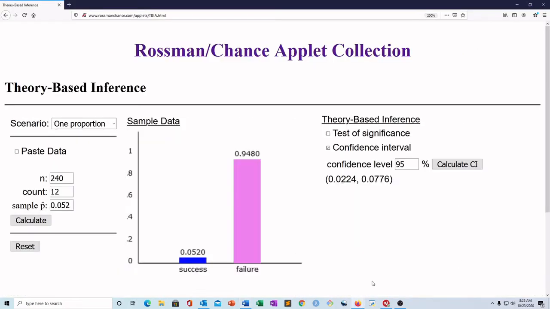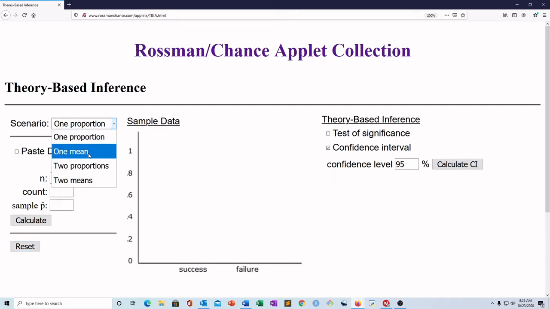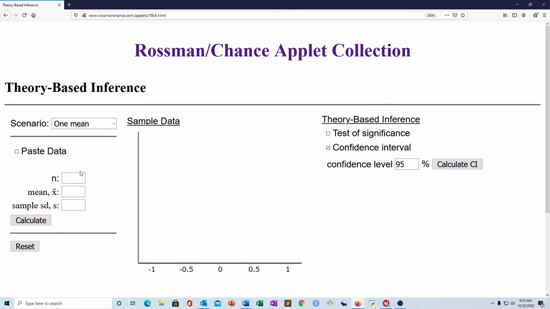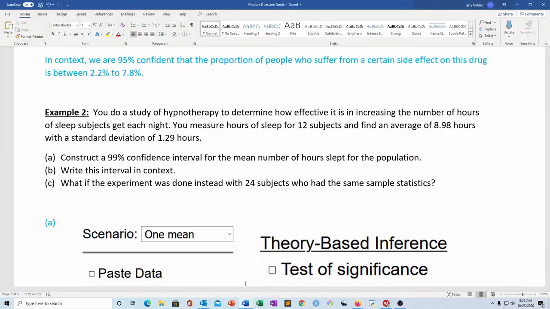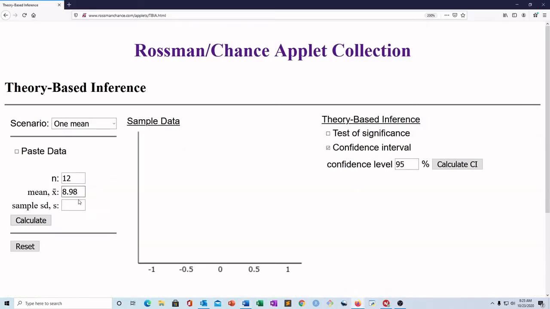So bring up our applet, we reset everything. I heard the word mean, so I'm going to change this over to mean. N was 12. Okay, my average was 8.98 from the sample. So remember, we just go back and we look for average of my sample. And then my standard deviation of the sample was 1.29. So again, all I have to do is fill in the information for my sample.